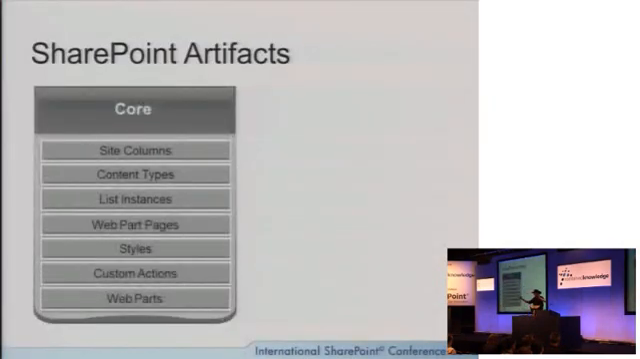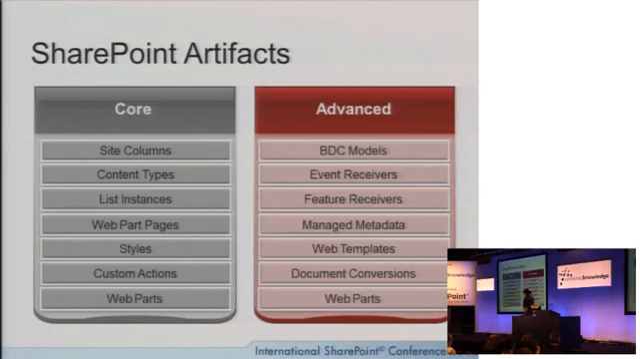Okay, we've got two solutions. We have a core solution, which is the basic stuff that we're going to be building that we know we can move through the majority of the process from on-prem to online. Then we have an advanced solution that's going to be the stuff that we know, with the exception of the BDC, absolutely is not going to go online. This is going to stay on-prem. This is how we broke it out, and here are our artifacts.